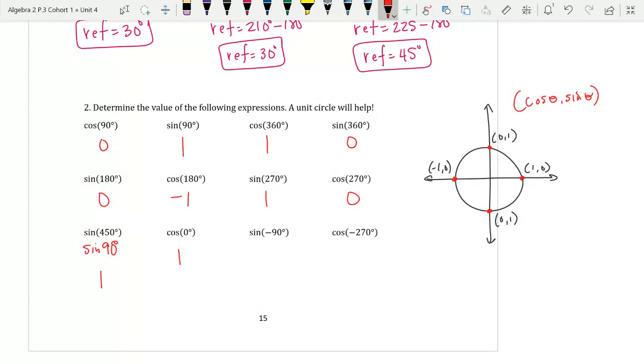Negative 90, we don't like negatives, so let's add 360 to that. That's going to be the same as the sine of 270. 270 is down here, right? At 270, the y value is negative 1. That's a mistake up here, so make sure you fix that. I forgot my negative there. And negative 270, if I add 360, I'm at 90. So if we're up here at 90 degrees, what's the cosine value? That is going to be 0.